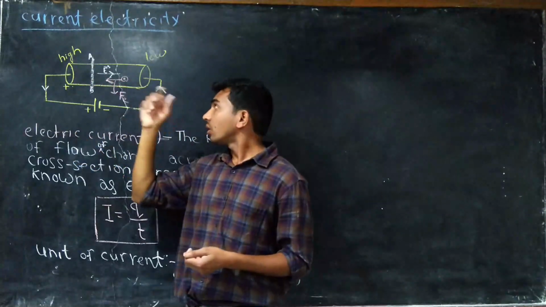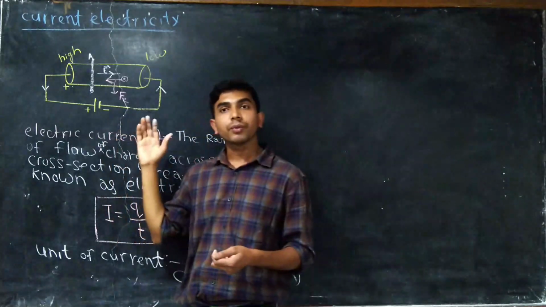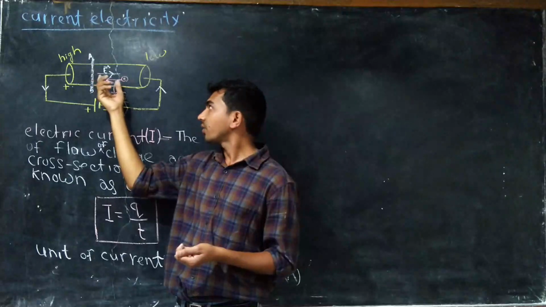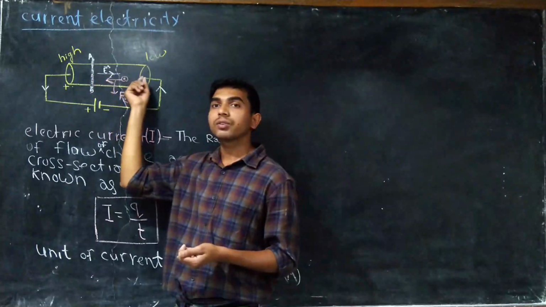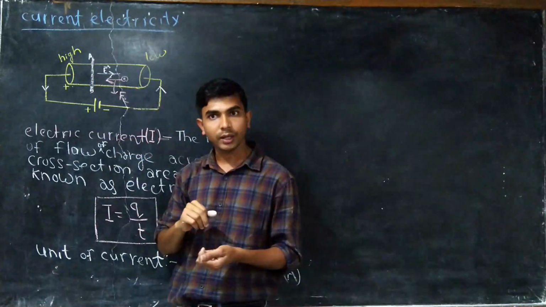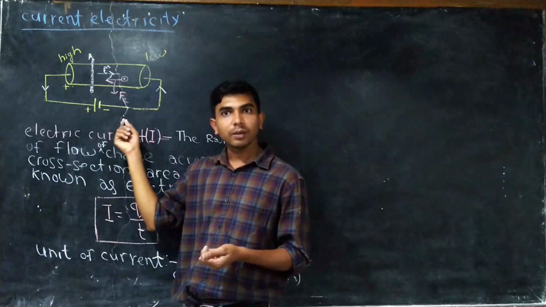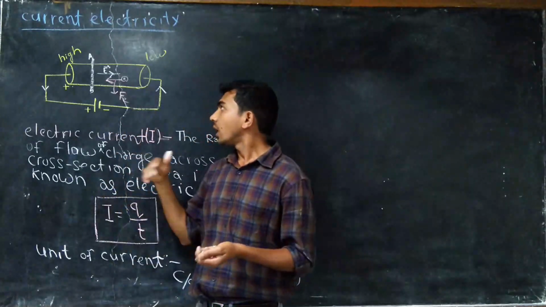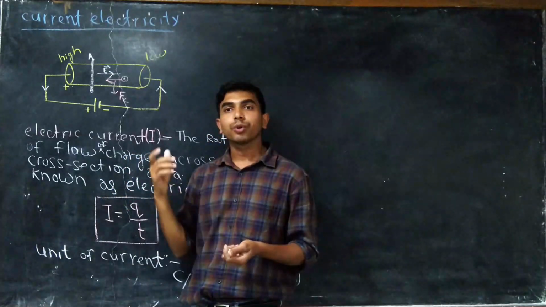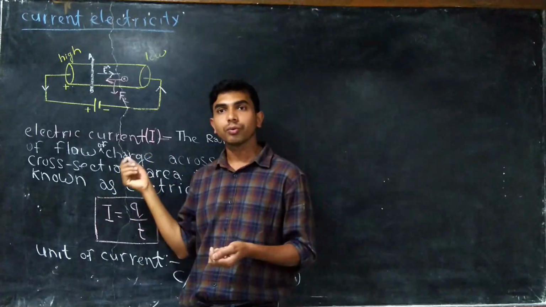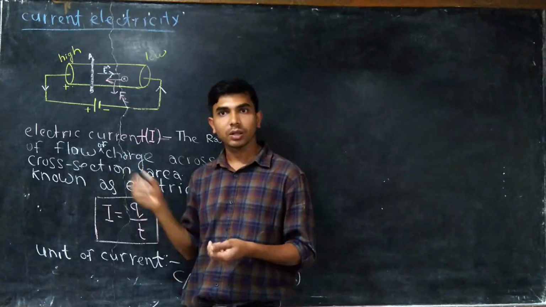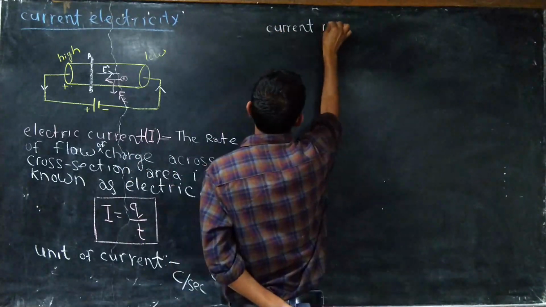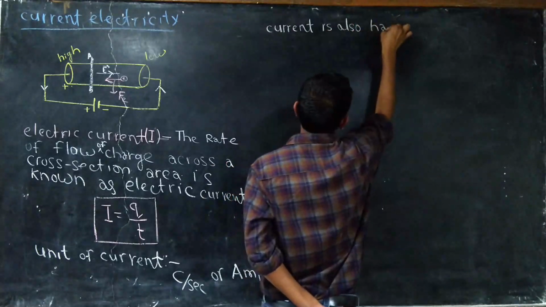Okay. So we can also define direction of current in terms of electron, right? Direction of current is opposite to the direction of motion of electron. Electron has negative charge, so we can also say the direction of current is opposite to the direction of motion of negative charge, right?